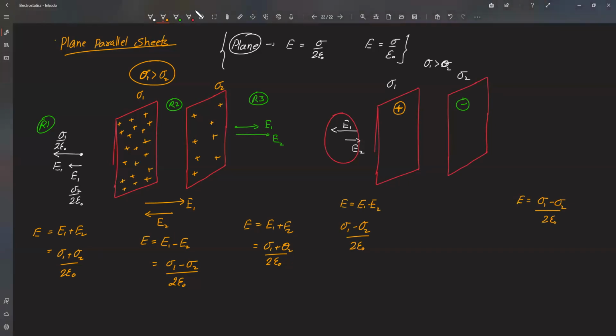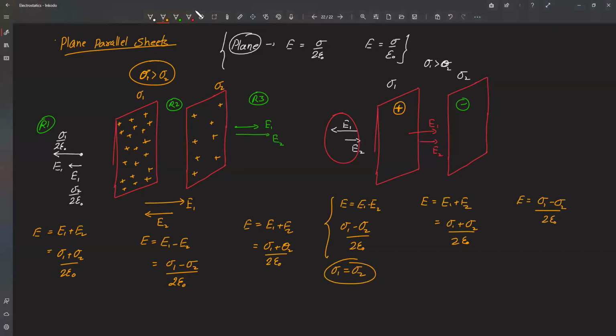What about the region in between? If you see here, due to the positive charge, the electric field will be in this direction, that is E1. And due to the negative charge, the electric field will also be in the same direction, that is towards the negative plate. And that's why if you are finding the total electric field in between, that is in region 2, it is going to be E1 plus E2, that is sigma 1 plus sigma 2 divided by 2 epsilon naught, right?